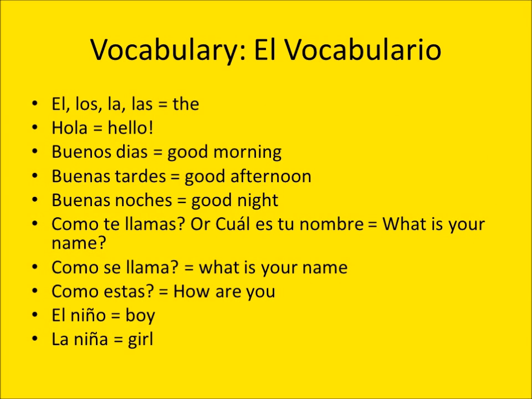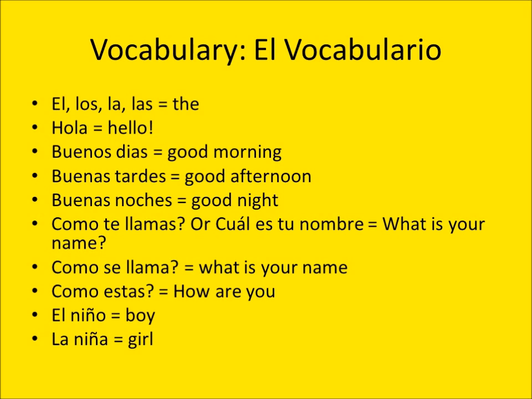Vocabulary, el vocabulario. Notice that I started with those 4 little words on the top. Those words mean "the": el, los, la, and las. I just wanted you to get used to those words. They mean "the" in English, and they will help you to know the gender of the word. In Spanish, even the objects have gender. It's called the gender of the word.